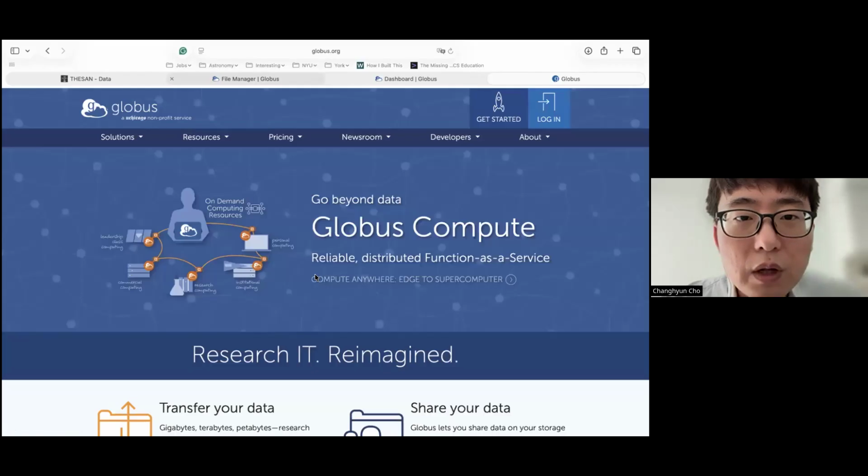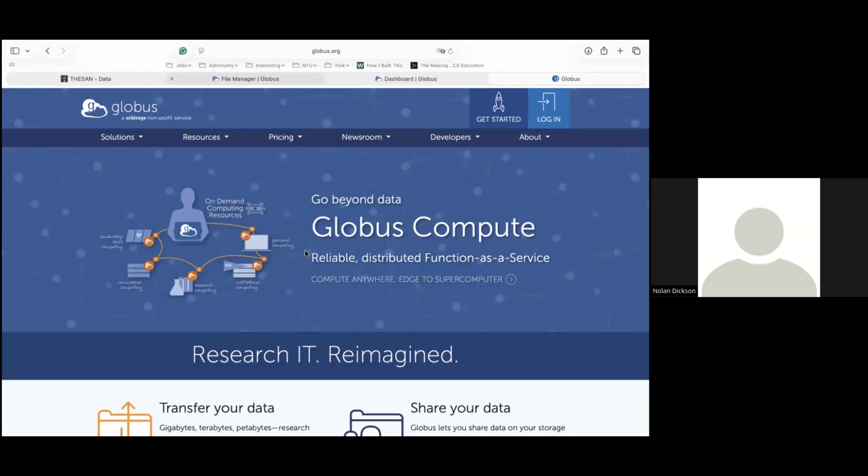Sorry, we don't see the full screen. I just see the top bar. Let me try sharing again. I am so sorry. Why is it happening? I think now it will work. There you go. That's good. Thank you.